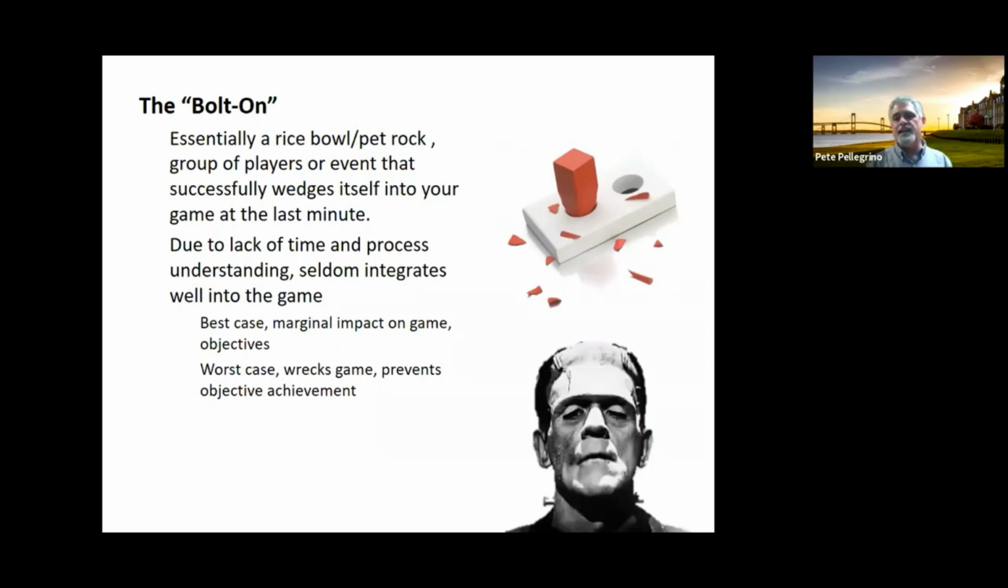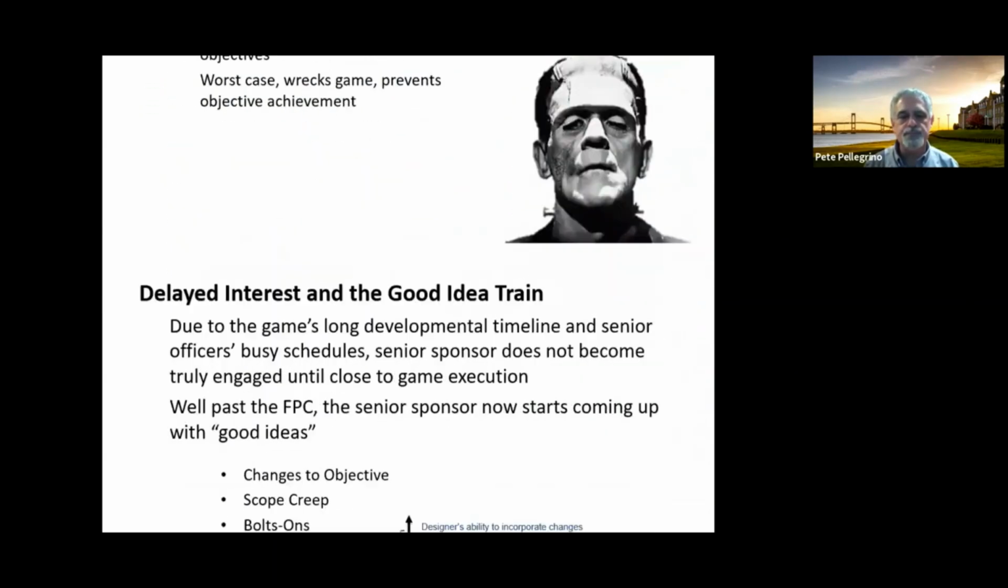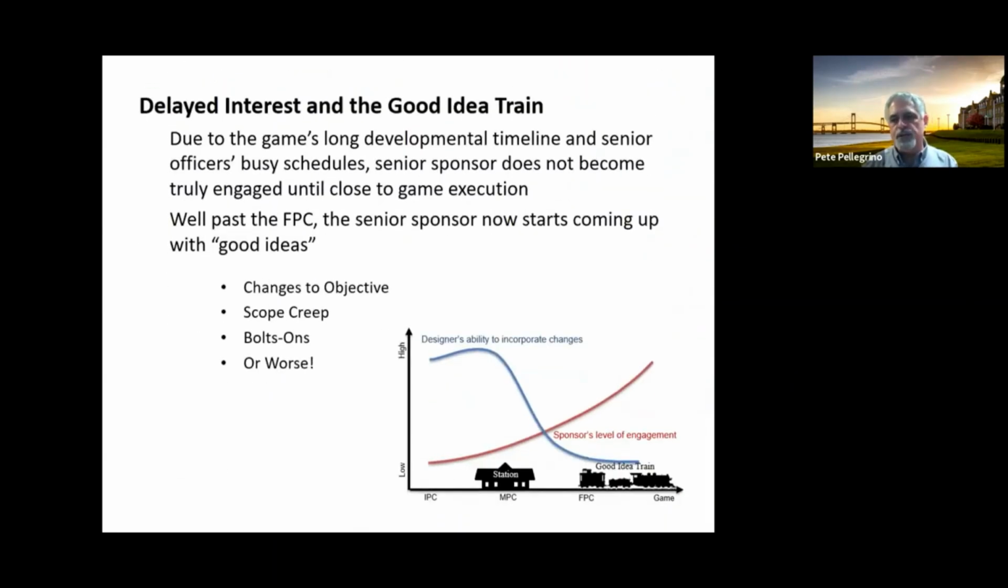We call these Franken Events, where it looks like you've cobbled together a bunch of disparate objectives and jammed them all under one umbrella, and it's a Frankenstein game. This is probably one of the bigger problems you're going to deal with, especially with large commands. And it's this delayed interest in the good idea train problem. At the college, this isn't a problem if your initialization to execution timeline is short. If you're an organization that is able to go from being contacted on the 1st of the month about doing a war game to doing the game at the end of the month or the next month, okay, you probably won't have as much of this problem.